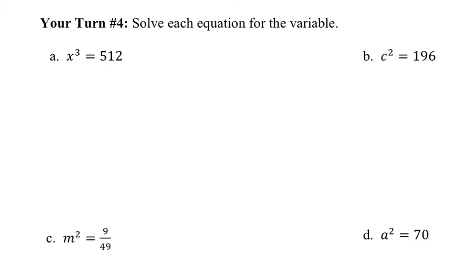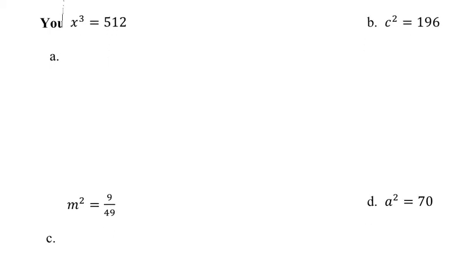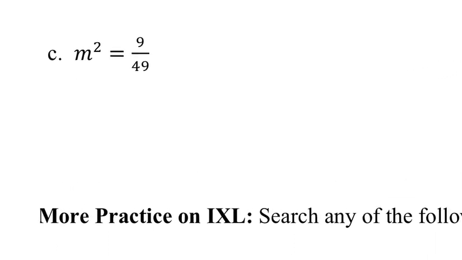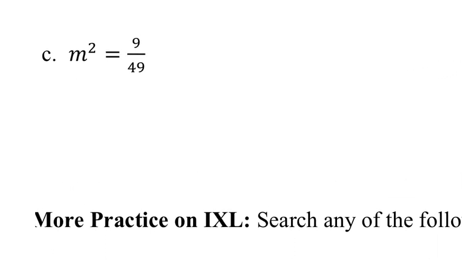This is part C for your turn number 4. So I'm going to scroll down here. So we're looking at part C, m squared equals 9 over 49. So we did one of these in the example before, and when you have a fraction, it's not always going to be a nice answer, except I'm telling you that I, in this class, will only give you ones that are going to be rational answers. So these will all be nice.